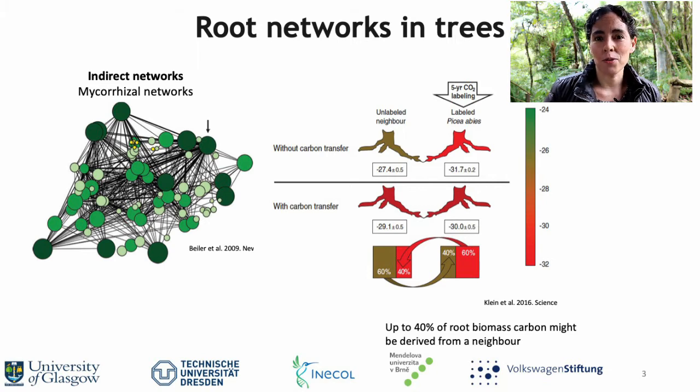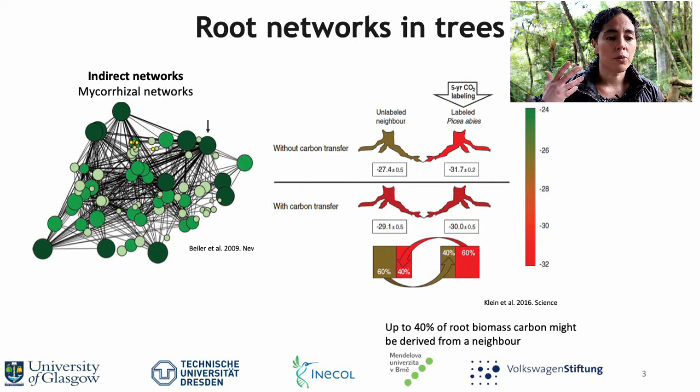Now, another attribute of a network is named the node degree. This is, for example, if one tree is connected to 3 different other trees, this specific tree will have a node degree of 3. And from these attributes, we can estimate the average node degree of a whole network, for example.